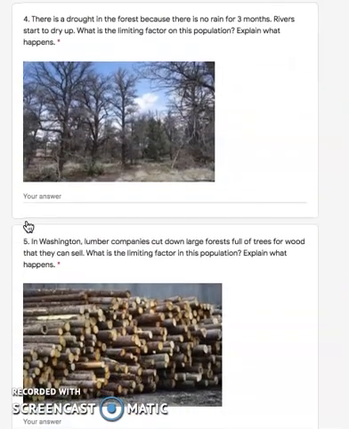Question 4. There is a drought in the forest. Remember, drought is when there's not a lot of rain. Because there's no rain for 3 months, rivers start to dry up. What is the limiting factor on this population? Explain what happens. Well, if the rivers begin to dry up, that means there's not going to be water for the organisms that live in that environment, which means that their populations are going to start to decrease. So your limiting factor in this case is water.